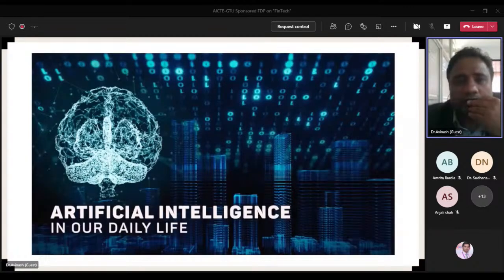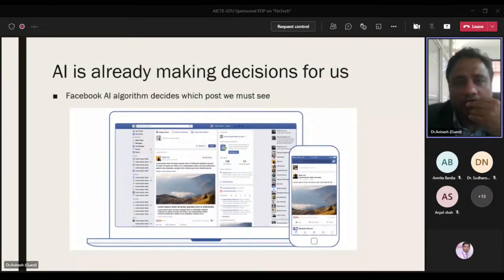For this I am going to show you some things. On Facebook, AI is already making decisions for us. When we are on Facebook, we get different types of advertisements. Suppose I have listened to some songs today, suppose I am listening to some sad songs on Facebook. It tries to learn from my listening habits, and then it recommends some more sad songs to me, so that I will be able to listen to more songs which I prefer today.